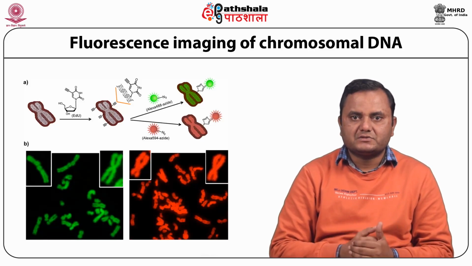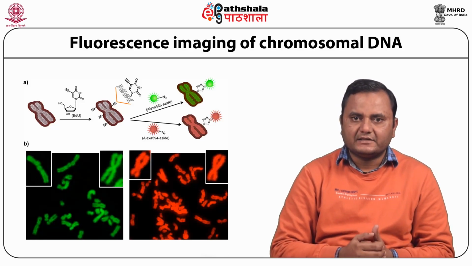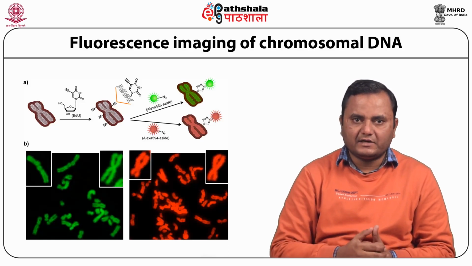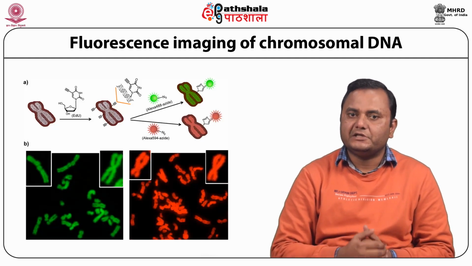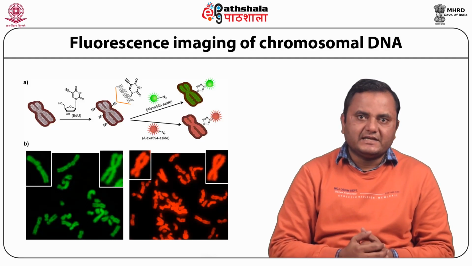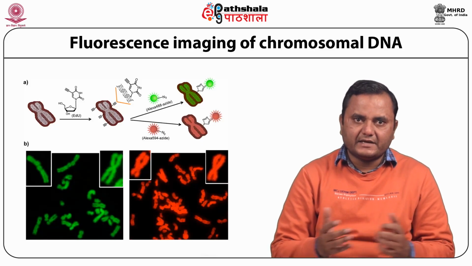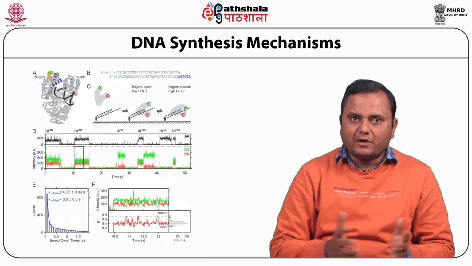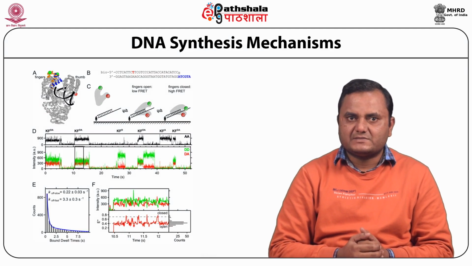EdU was introduced into the chromosomal DNA as the label to tag the click reaction. Alexa 488 azide green or Alexa 594 azide red reacted with EdU to stain the individual chromosome. And chromosomes were stained with the Alexa 488 azide green or Alexa 594 azide red. The inset panel is higher magnification observed by fluorescence microscopy. We can also study the DNA synthesis mechanism by fluorescence spectroscopy.